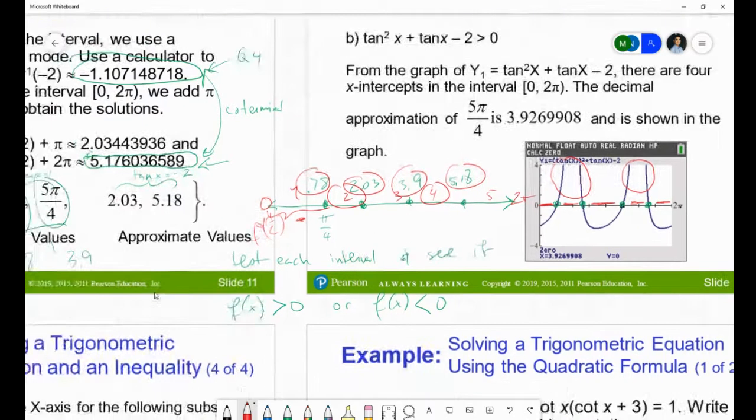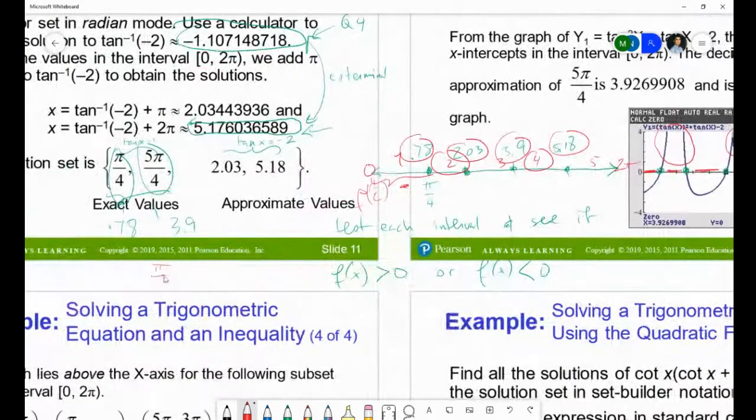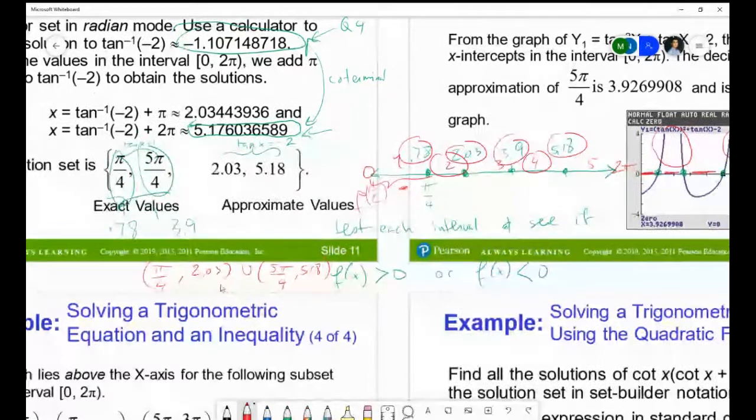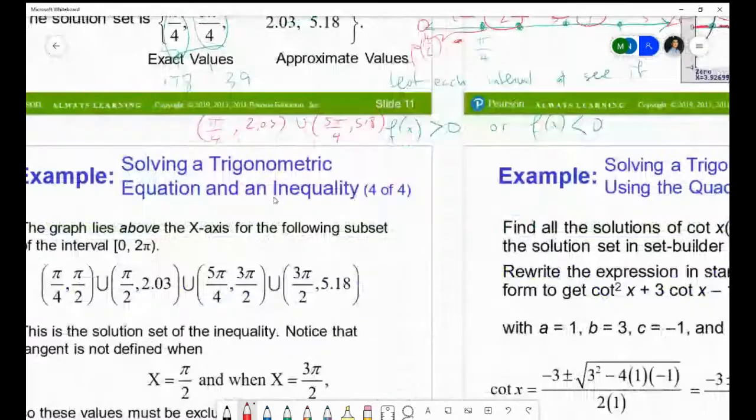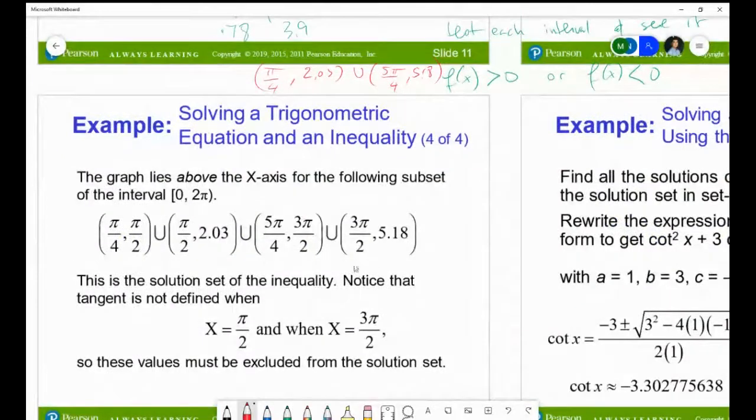So 0.78 is pi over 4 to 2.03, union with 5 pi over 4 to 5.18. That would be my solution. Okay, and there we go. We have this here.